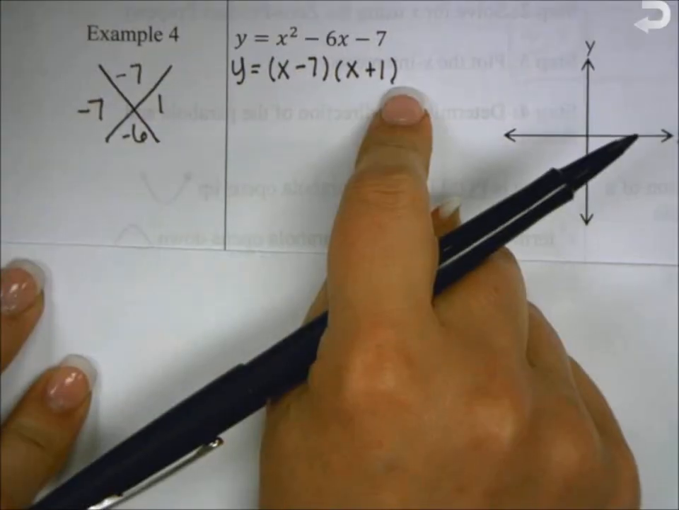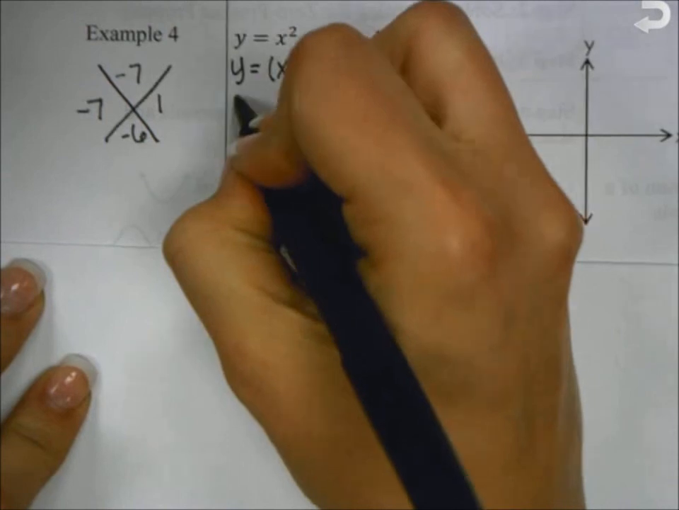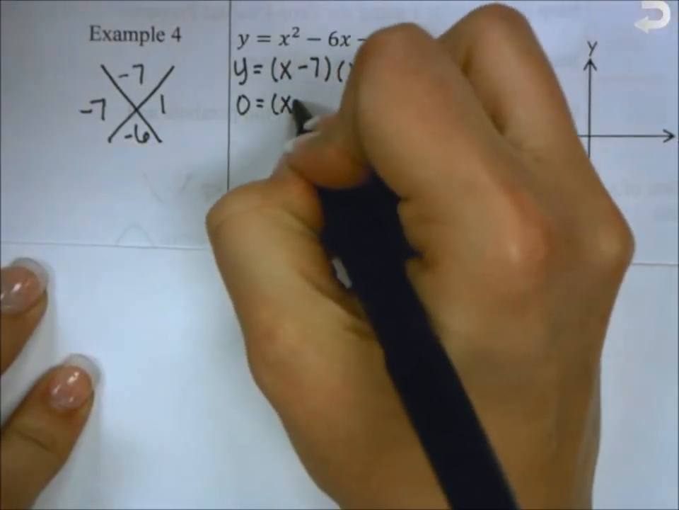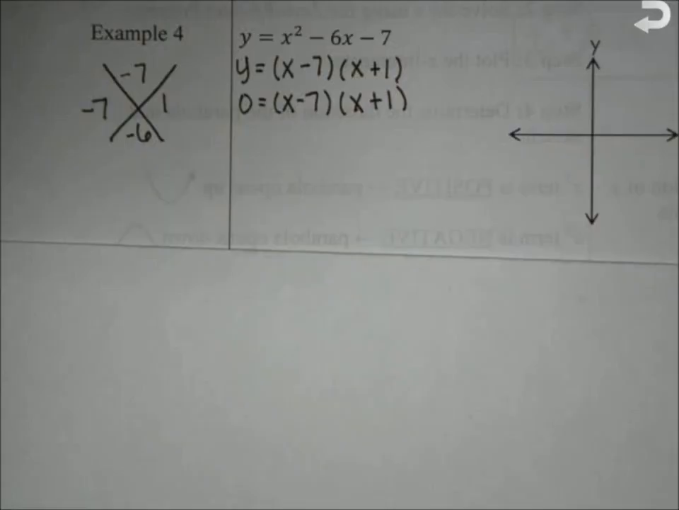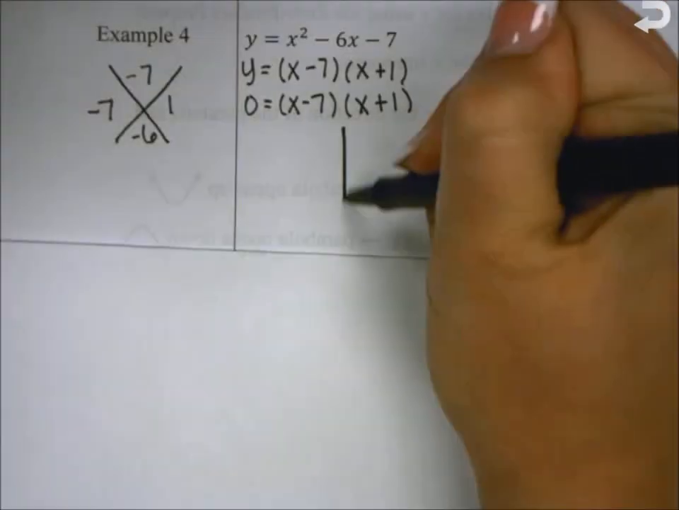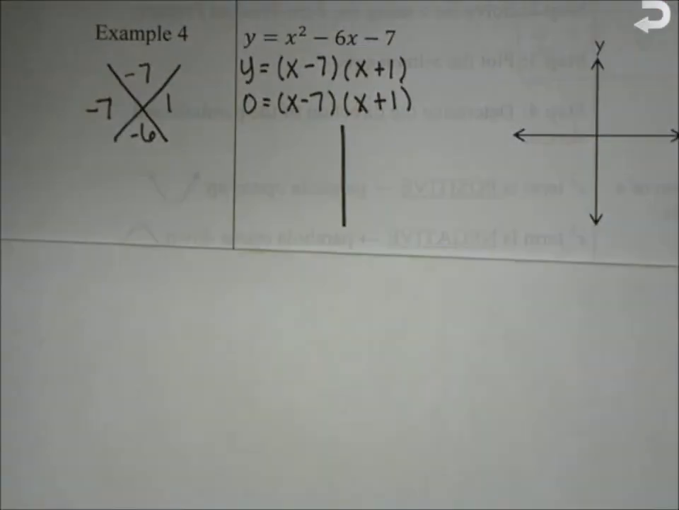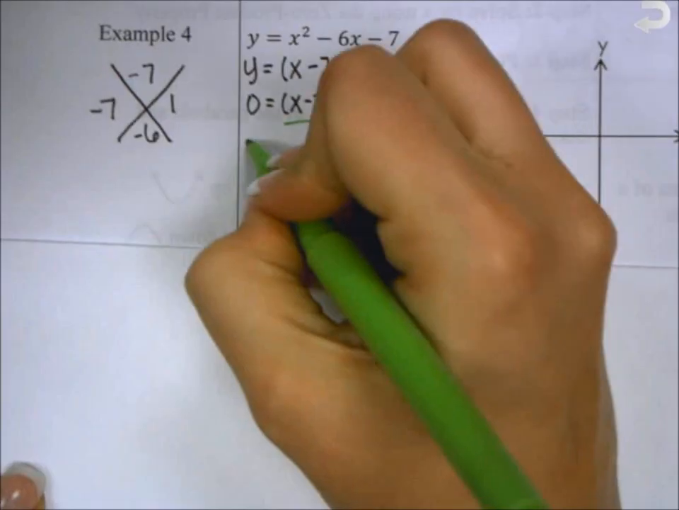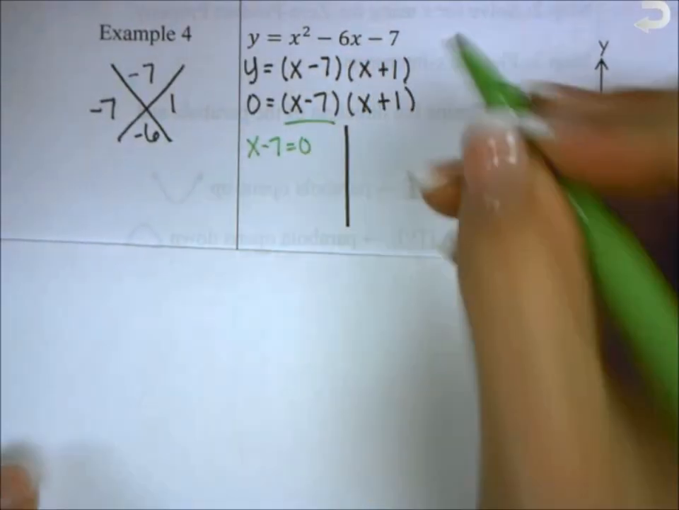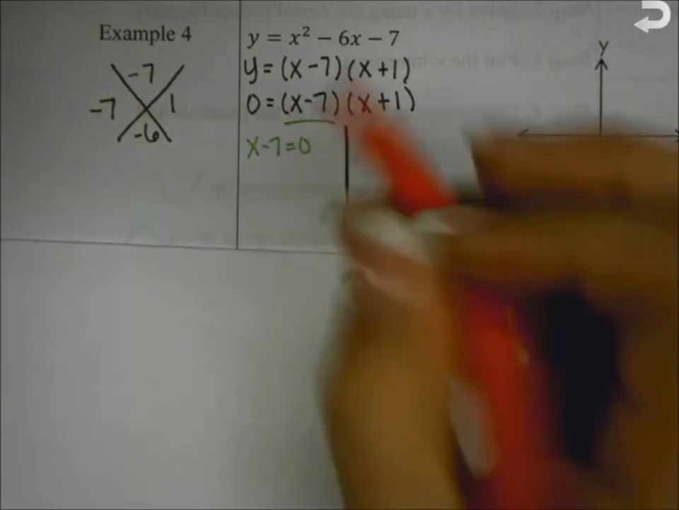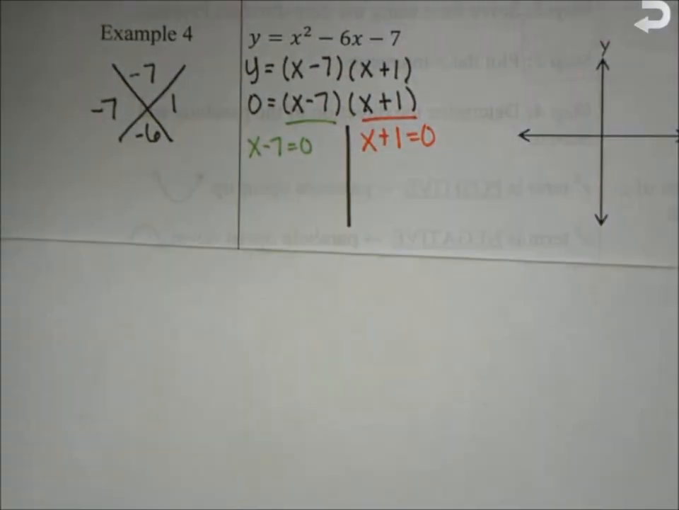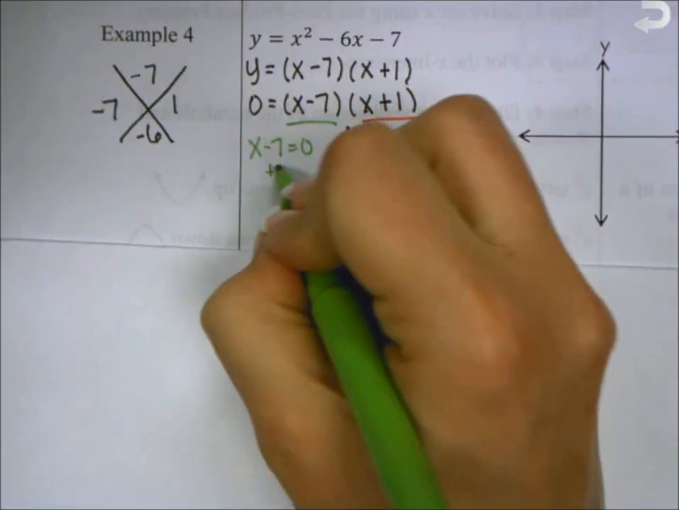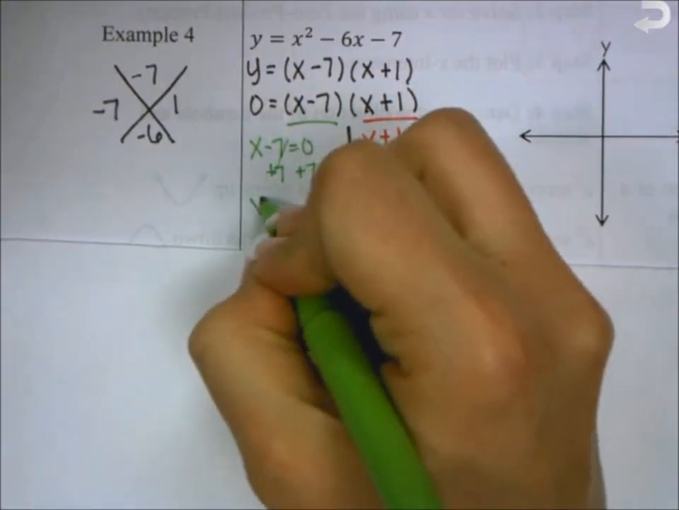And now I can set each of those factors equal to 0. So I have x minus 7 equals 0. X plus 1 equals 0. And to solve for this one, I add 7 to both sides. So I get x equals +7. And to this one, I subtract 1 from both sides. So x equals -1. So what I'm going to do now is I'm going to graph those.